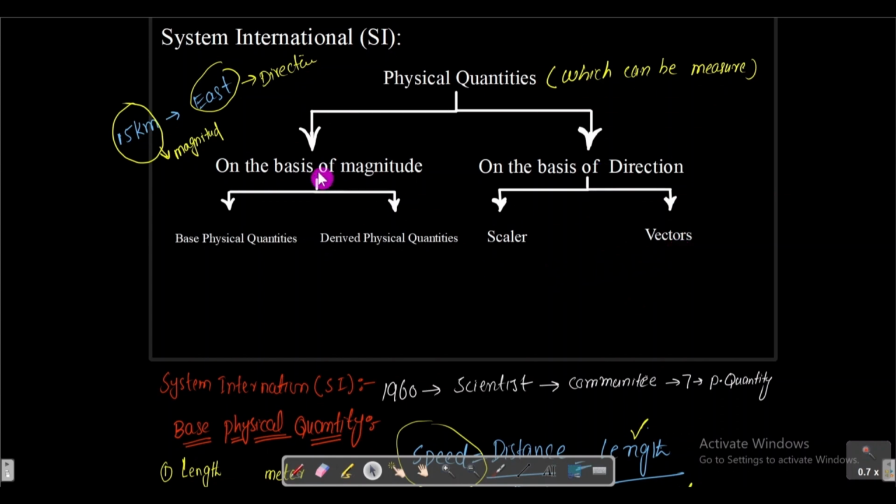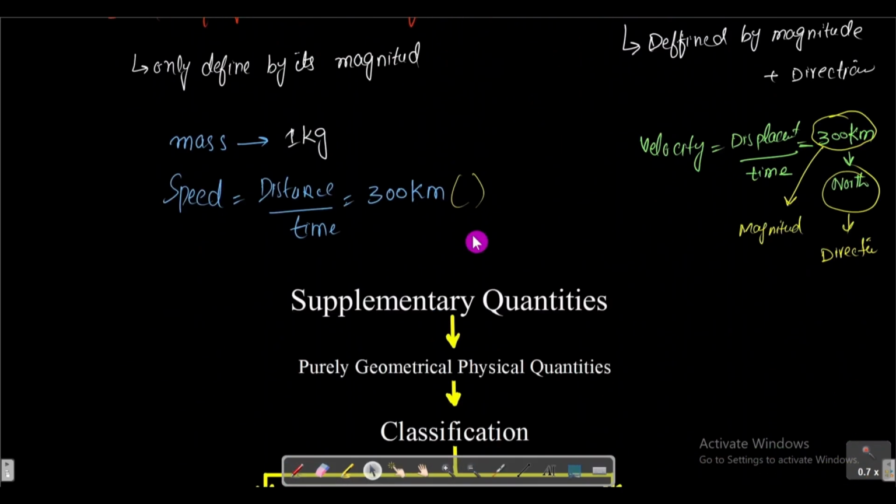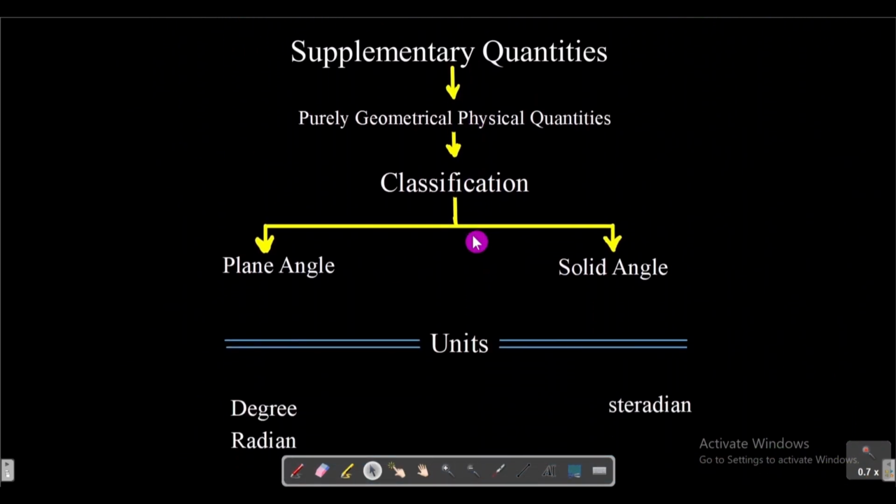So here we don't discuss the sphere or the circle. So what about the geometrical physical quantities? In this video we will discuss the purely geometrical physical quantities, and these purely geometrical physical quantities are called the supplementary physical quantities.